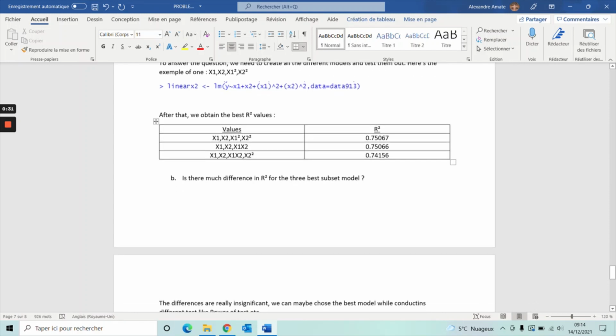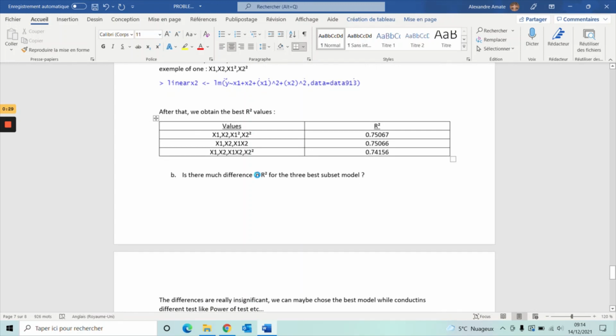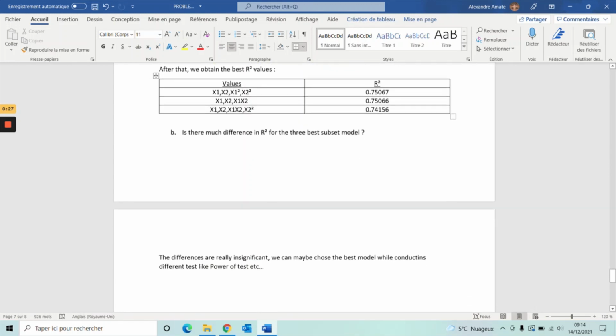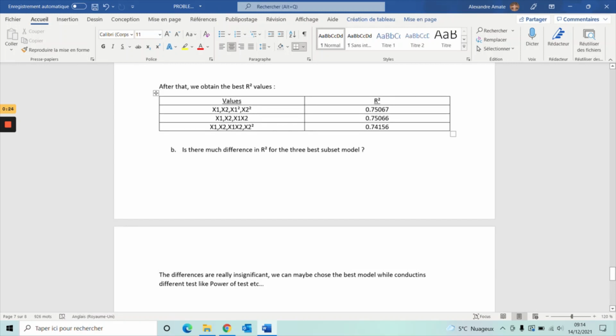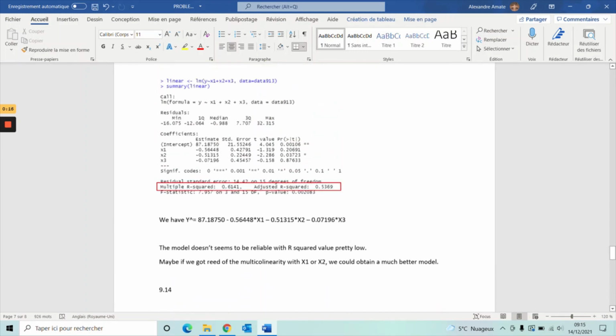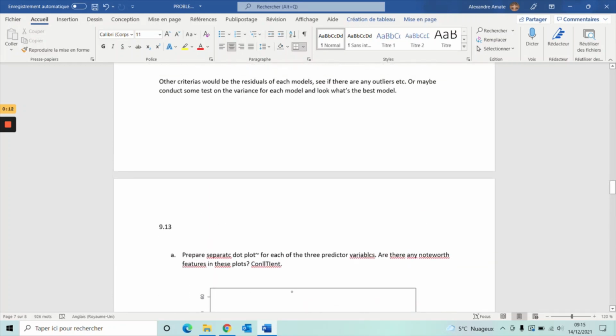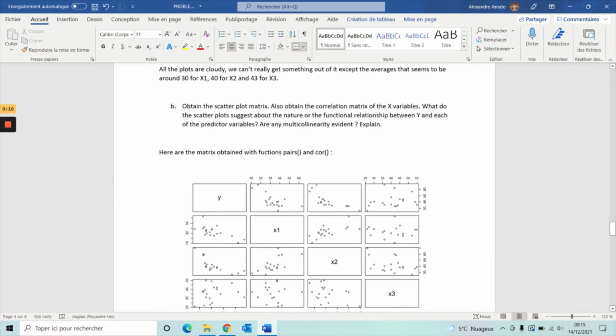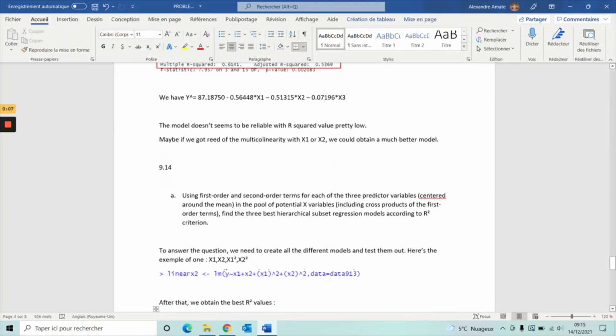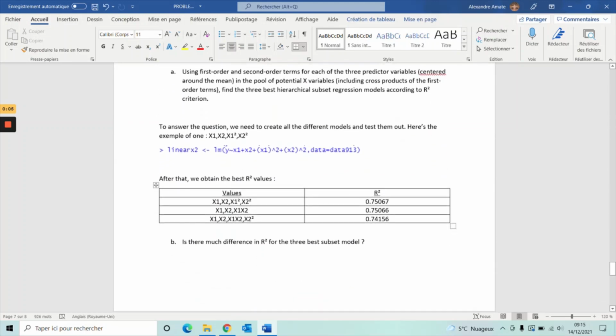They are really close. So is there much difference in R squared for the three best subset models? The difference is really insignificant. So we can maybe choose the best model by conducting different tests like the power test, etc. Just the same answer as for 9.11. If we do more tests, we can maybe find which one is the best of these.